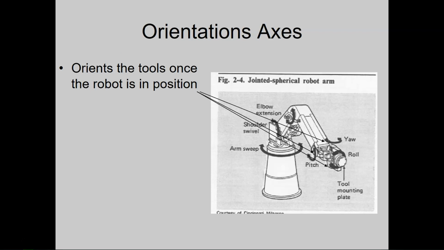Secondly, you have the orientation axis. So once I get my hand to my computer keyboard, I then have to use movements in my wrist to get my hands in the correct position to type. Same thing with this guy. In order to do his job, he has to have the orientation axis to put him in the right place and the right orientation to do the job he's needing to do.